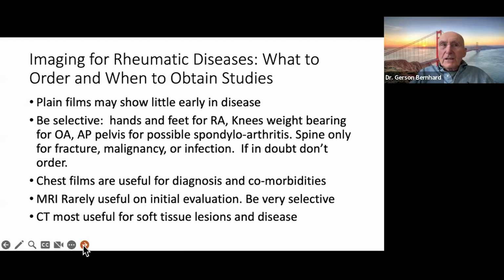And this is really more useful for spine than it is for peripheral joints. Obviously, a CT scan, if you're concerned with retroperitoneal involvement or some organ issues abdominally or in the chest, but that's getting on beyond the survey discussion.